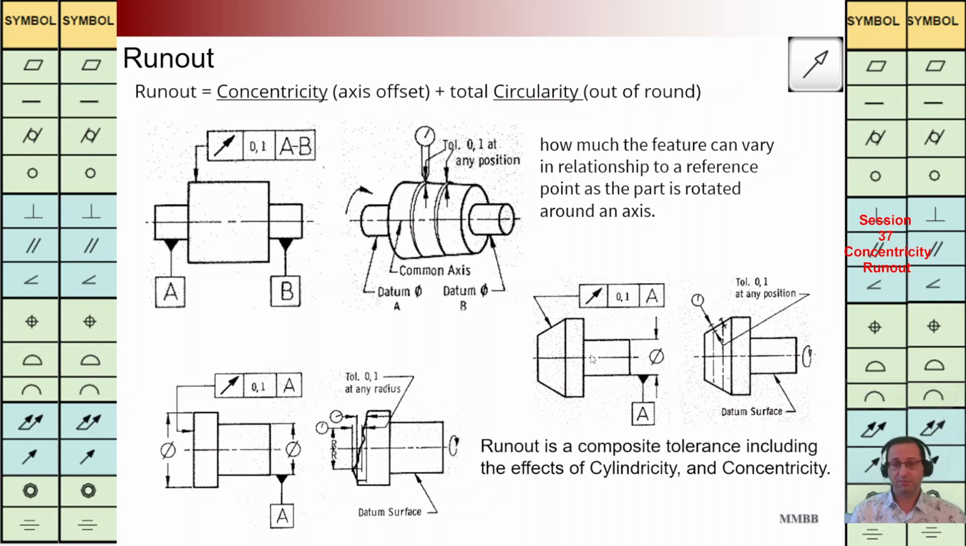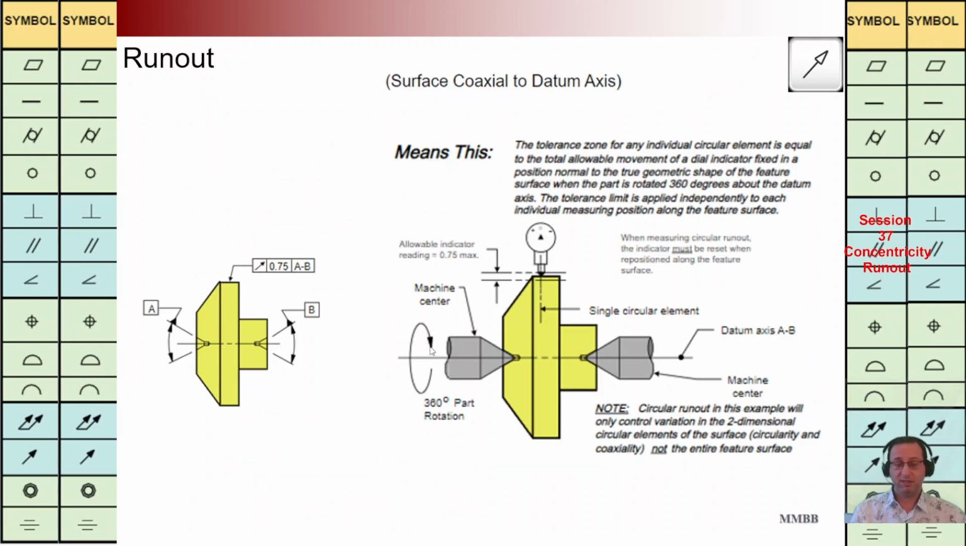For the last example for today, we are going to have this runout here, TZ is 0.75 back to A and B. We are going to have this gauge here, and we are going to rotate the component around AB axis, and the dial indicator is here. We are going to control the form and orientation of this feature with respect to AB axis for each cross section individually.